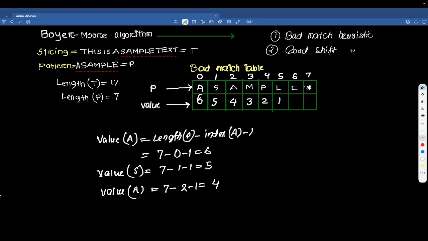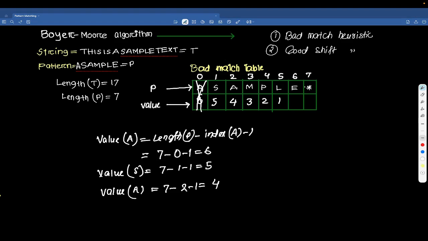Now, since we have encountered A twice, here is the first and here is the second one. In this case, we will keep the second occurrence of A. If it occurs a third time, then we will consider the third occurrence. So we'll keep the value of A as 4 and cross out this earlier value.